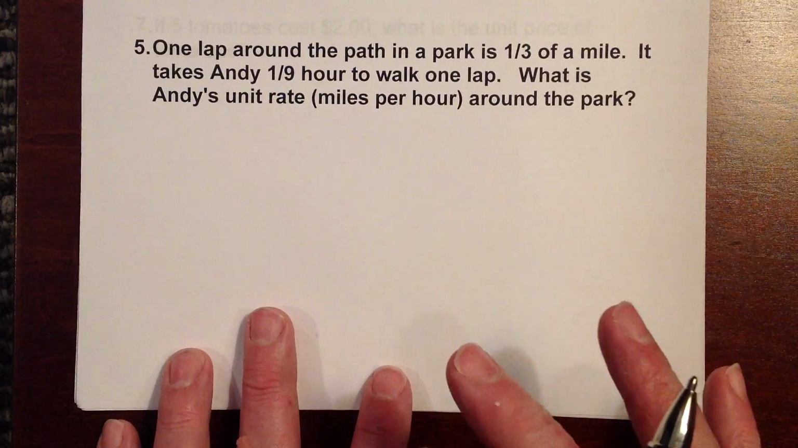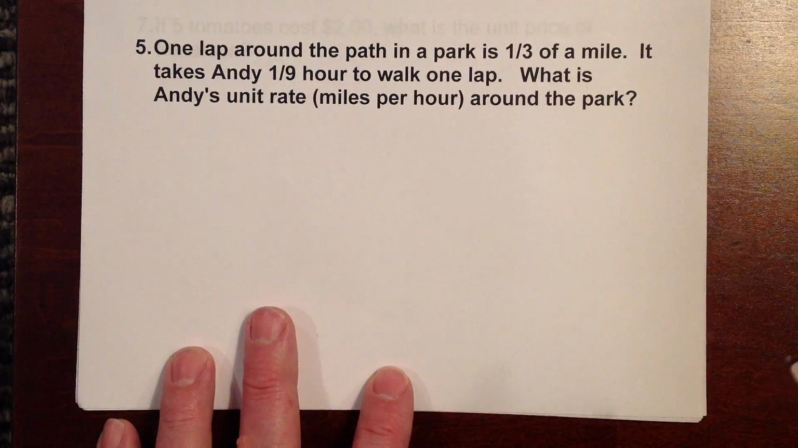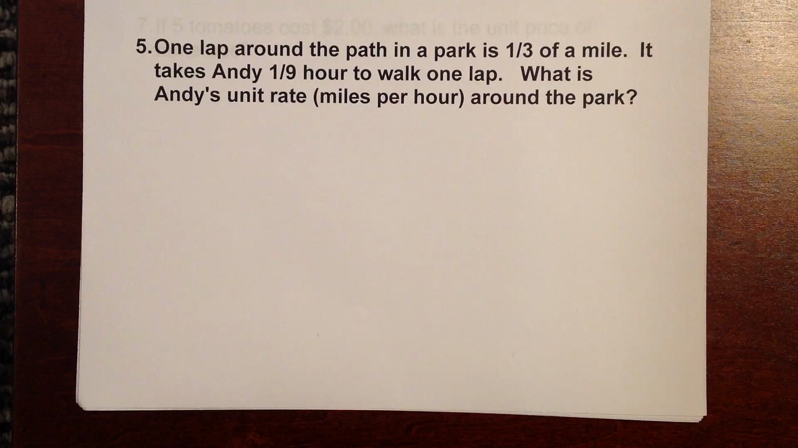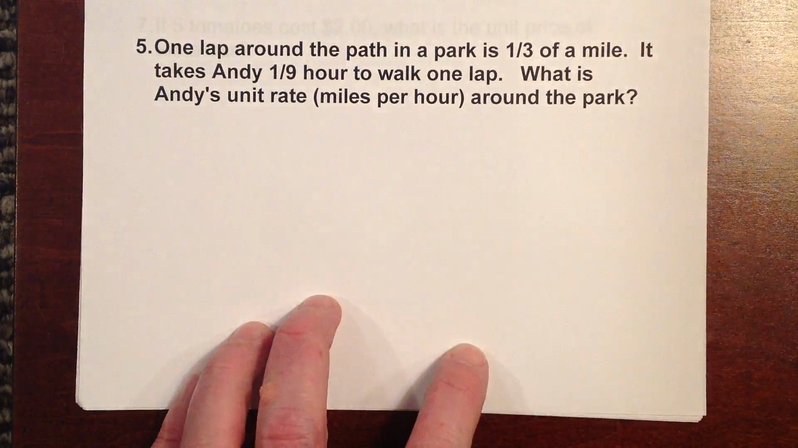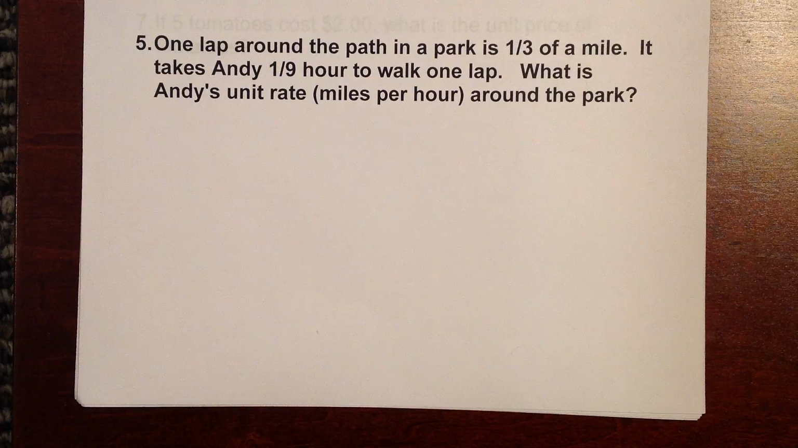Now, each lap around a path is 1/3 of a mile, and it takes Andy 1/9 of an hour to do that. What is Andy's unit rate? In other words, miles per hour around the park. The little trick I taught you is, if you're confused with something, fill in some numbers that make more sense, and at that point, figure out what operation to perform.